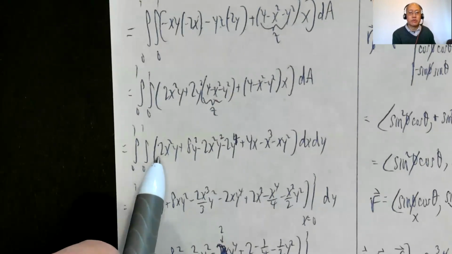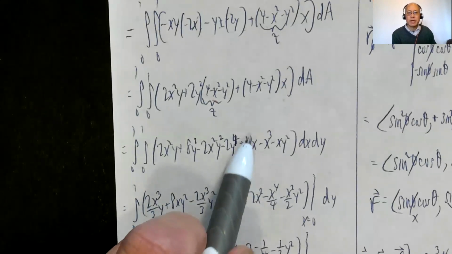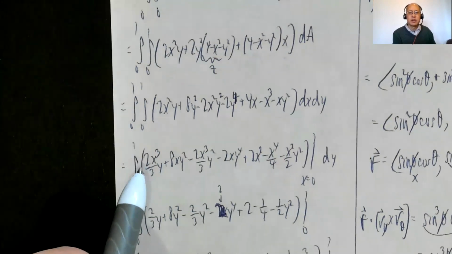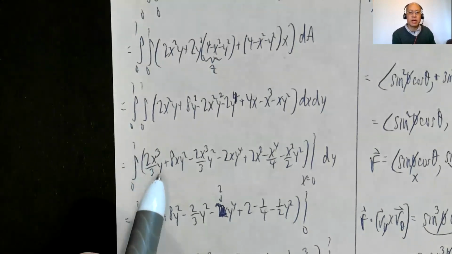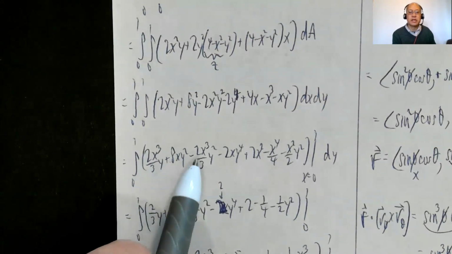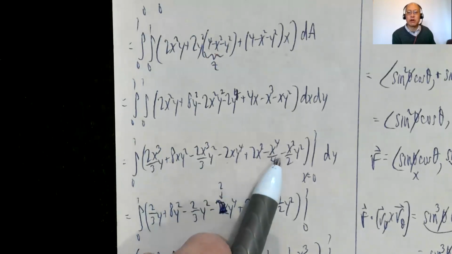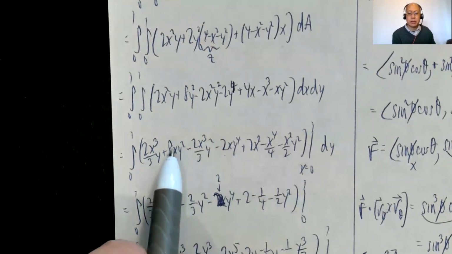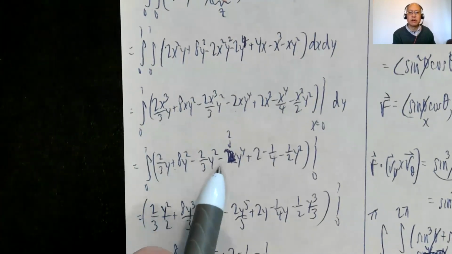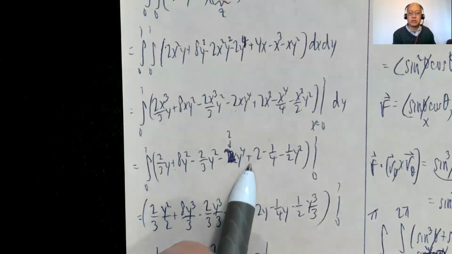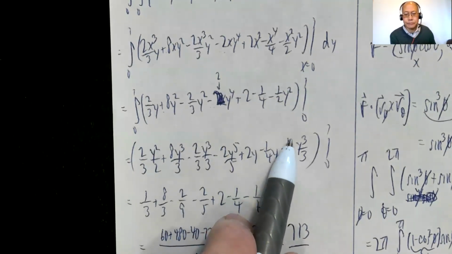Some messy algebra. 2x squared y plus 8y squared minus 2x squared y squared minus 2y to the 4th. And then I distribute the x and I get all that. And now I integrate with respect to x. 2x cubed over 3 y, 8xy squared minus 2/3 x cubed y squared minus 2xy to the 4th plus 2x squared minus x to the 4th over 4 minus x squared over 2 y squared. Plug in 0, you get 0. Plug in 1, 2/3 y plus 8y squared minus 2/3 y squared minus 2y to the 4th plus 2 minus 1/4 minus a half y squared from 0 to 1.